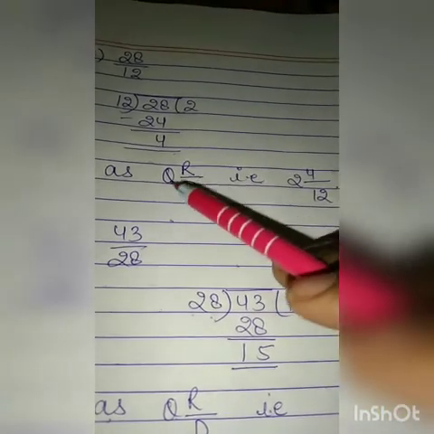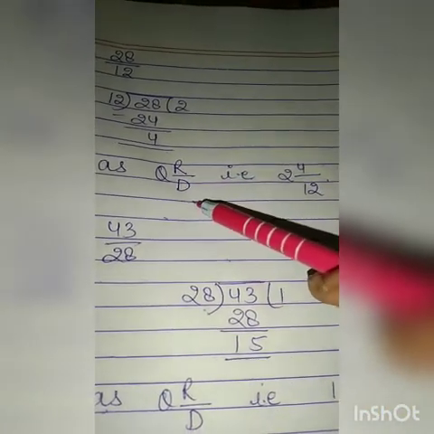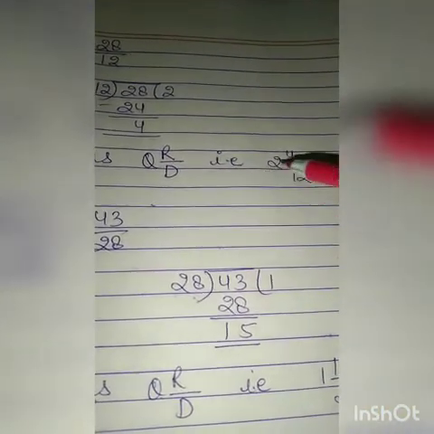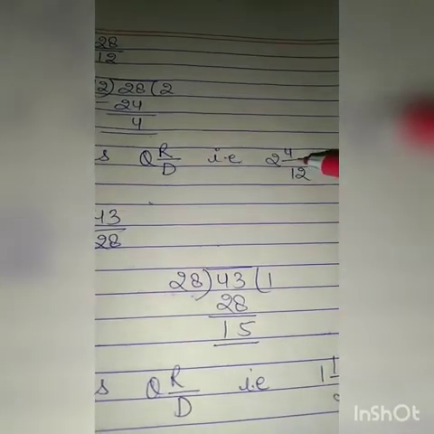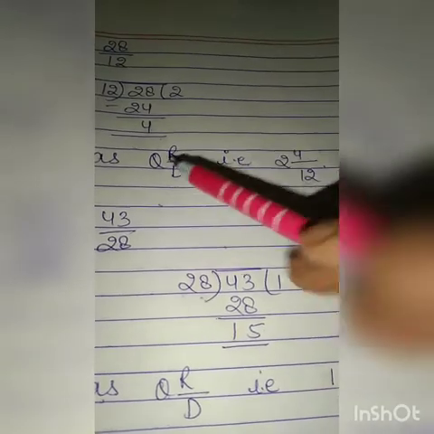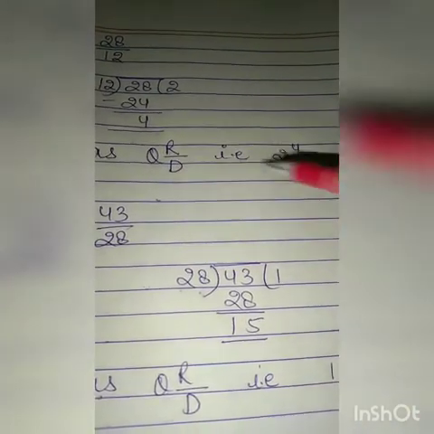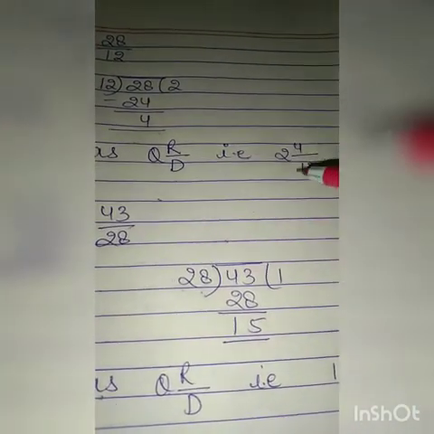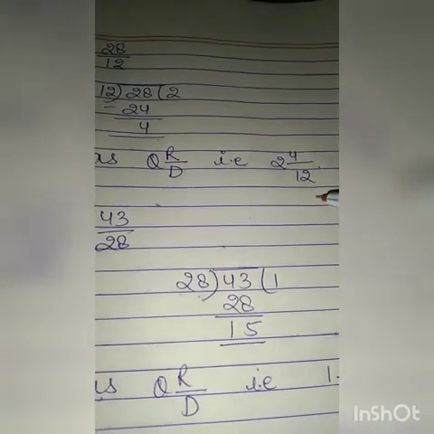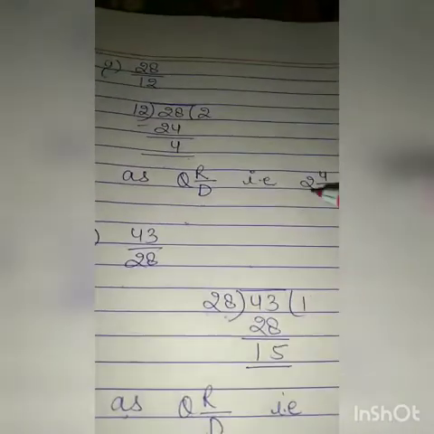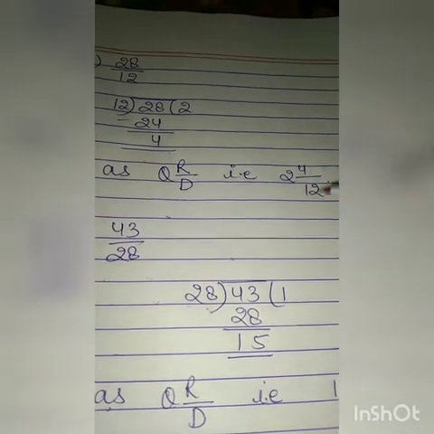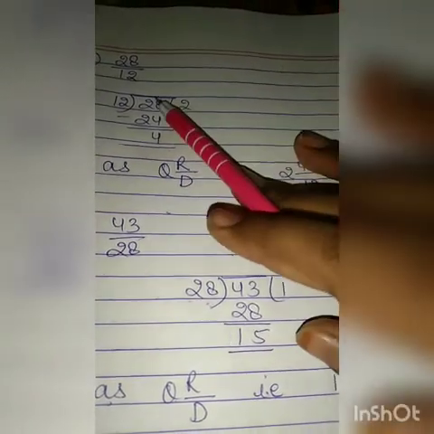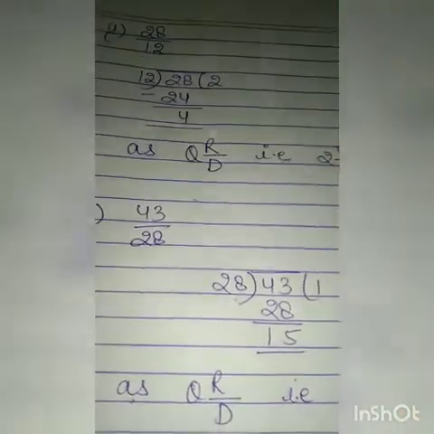As q whole r upon d is the format, so we will write the numbers in this format, that is 2 whole 4 upon 12. 2 is the quotient, 4 is the remainder, and 12 is the divisor. So 2 whole 4 upon 12 is the answer of 28 upon 12. 2 whole 4 upon 12 is the mixed fraction for 28 upon 12.